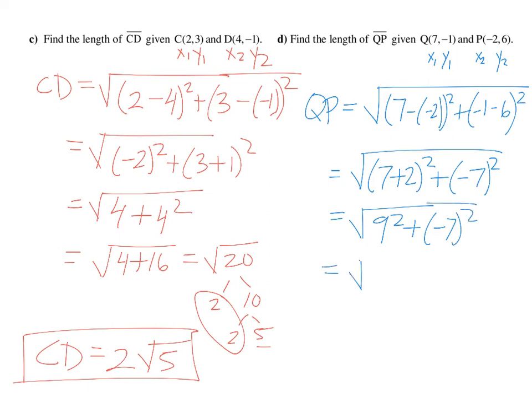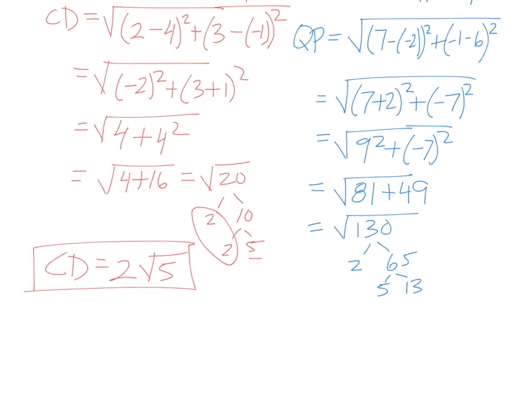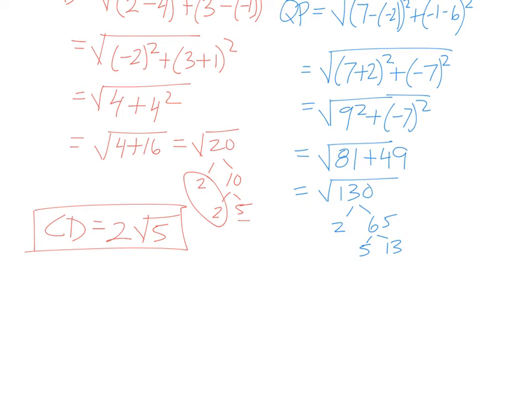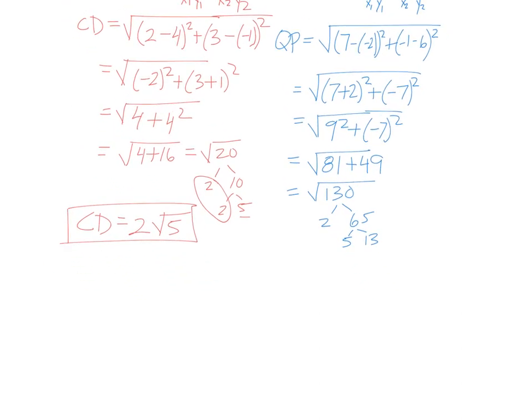So I end up with 81 plus 49. And that's going to give me, what, 130? All right, breaking down 130, what do we get? 2 times 65. Then I have 5 times 13. All right, so there's nothing I could do there. There's no pairs. So QP is equal to the square root of 130. And we are done.